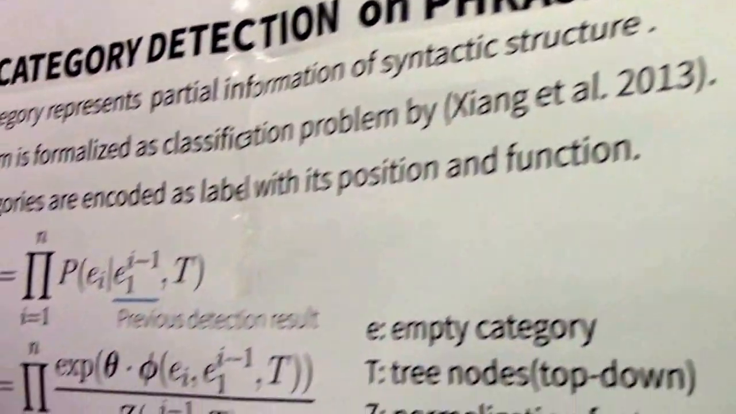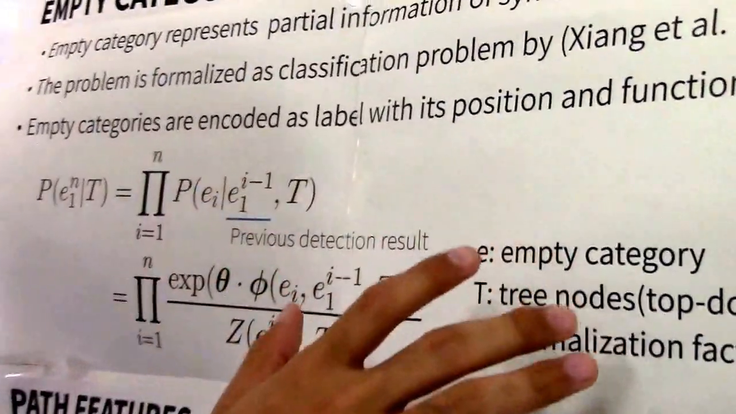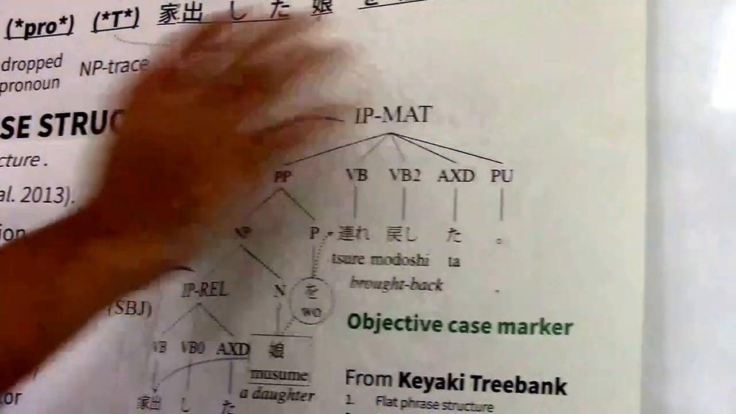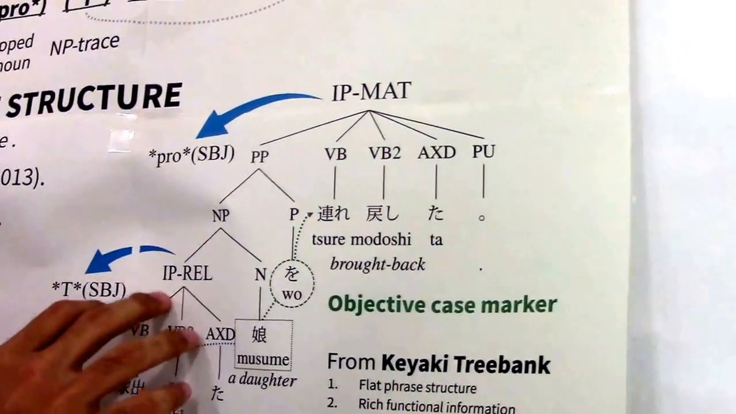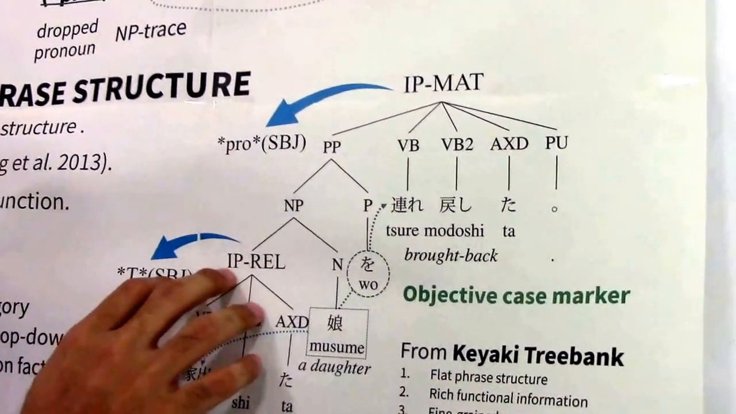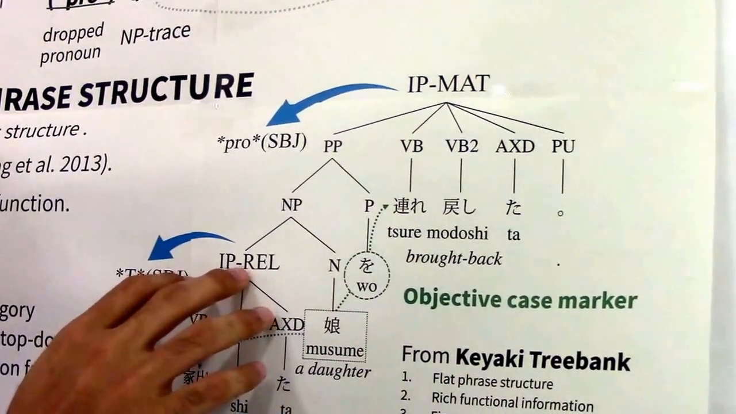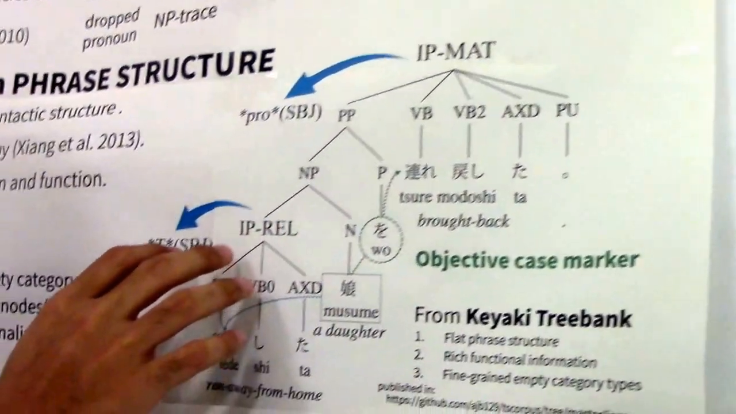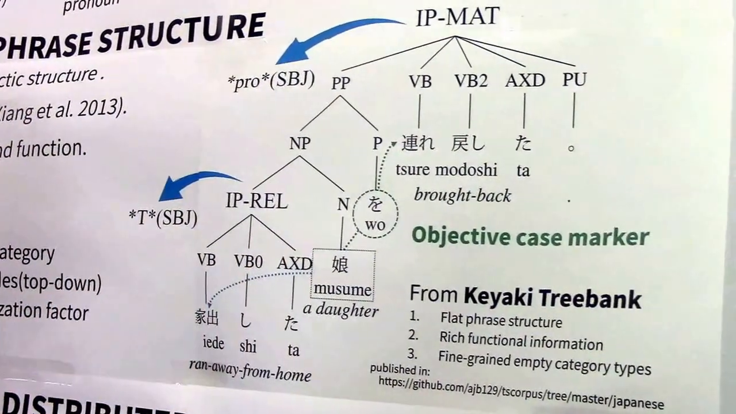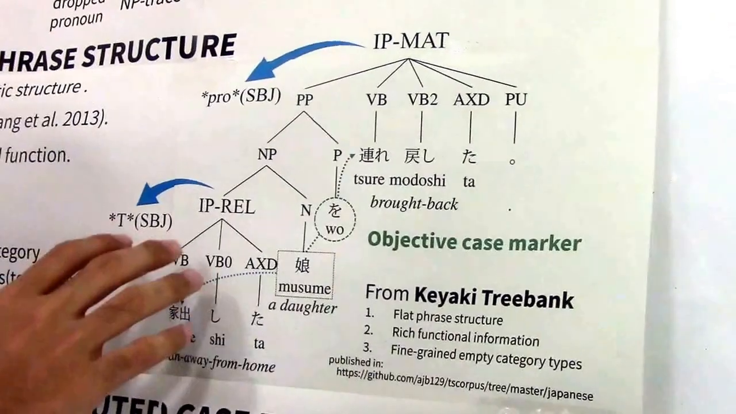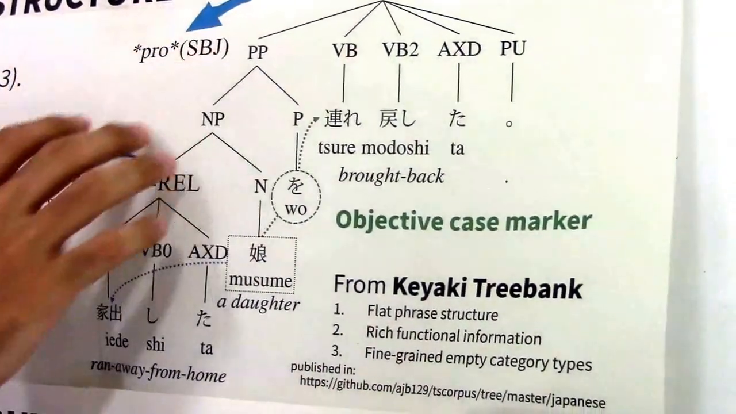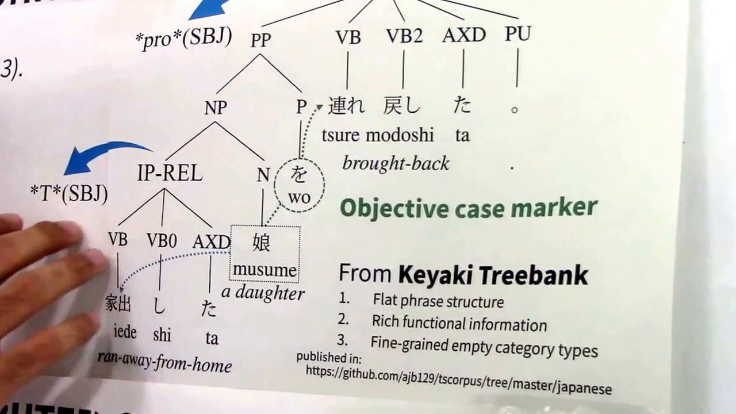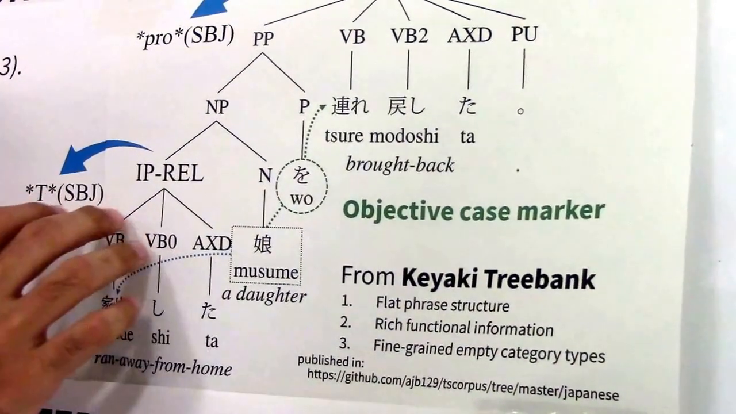We show the probability model like this, and the image is like this. We classify the inflectional nodes called IP into whether they have empty categories or not. Empty categories are encoded with a grammatical function label, like a subject.